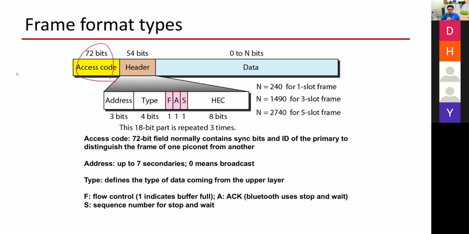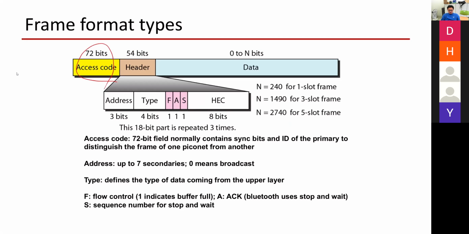So there is an access code. Your Bluetooth always requests the access code for security. If not, everybody will just connect to your Bluetooth. They have to know your passcode. Okay, we call it the access code.